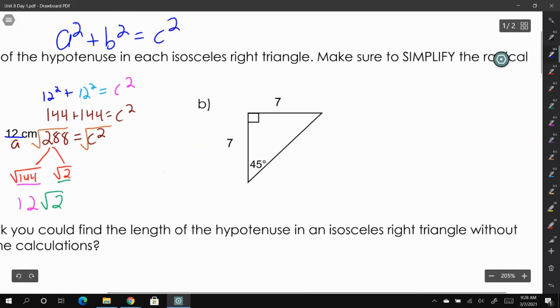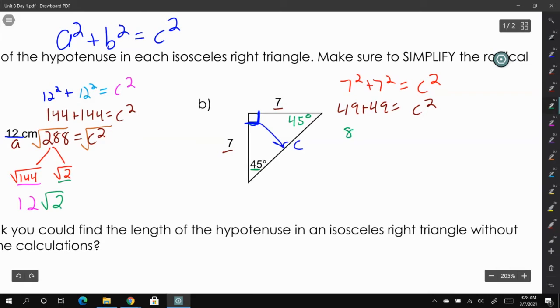All right, now in letter B, again, this is a 90-degree angle. If this angle is 45, that means this one must be 45 as well, because 45 plus 90 equals 180. And again, this is an isosceles right triangle because both of these legs here are 7. And our hypotenuse is across from the box, the right angle. So we're going to have 7 squared plus 7 squared equals c squared.